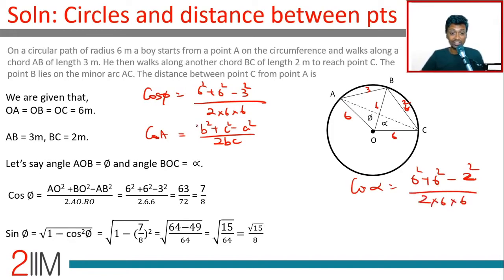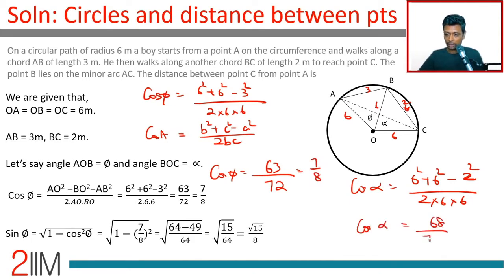And so cos phi: 6 square plus 6 square is 72, minus 9, 63 by 72, which is 7 by 8. Cos alpha is 72 minus 4, 68 by 72, which is 17 by 18. Brilliant. So far so good. So we found cos phi and cos alpha. But we need to find cos of phi plus alpha, which is cos phi cos alpha minus sin phi sin alpha. So we need to find sin phi and sin alpha.